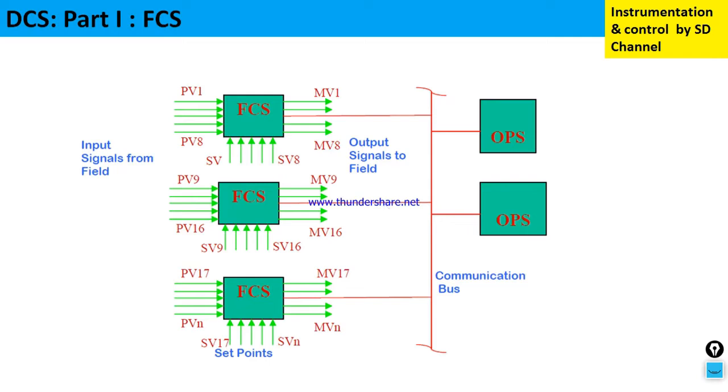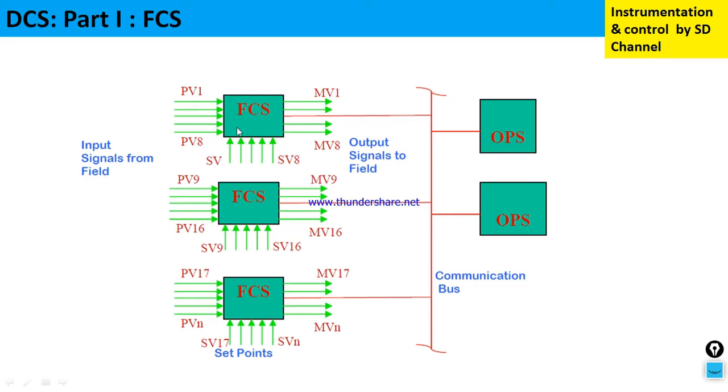Now, I come to the DCS part. I told you that there are two parts basically: FCS, field control station, and another one is OPS or operating station, or HIS, human interface station. The function is same, the name is different. Maybe it depends on the DCS. Now, the number of FCS depends on the plant capacity. If you have a big plant, it can have up to 10 FCS, field control stations. Suppose you have a small plant, maybe you can prefer one FCS.